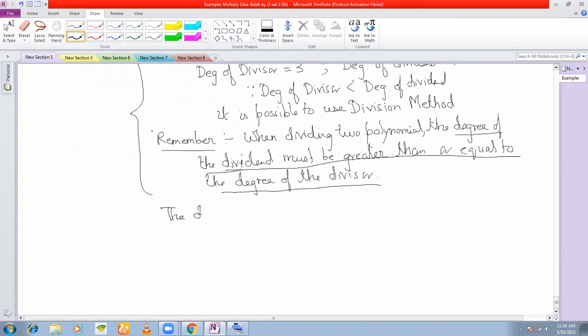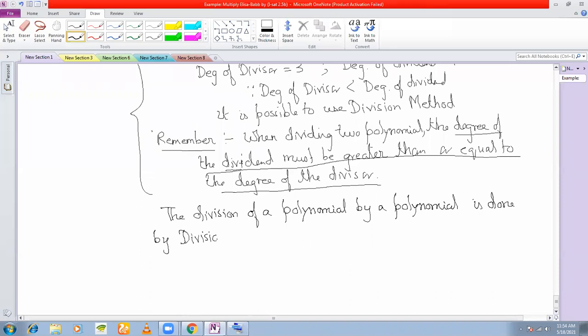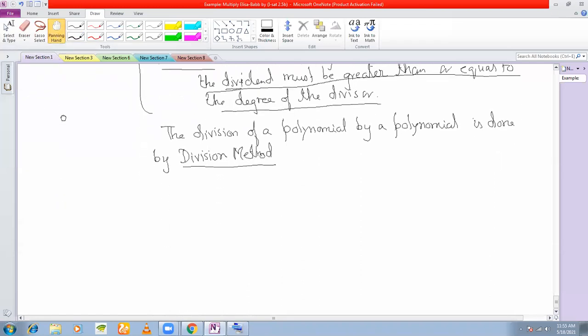The division of a polynomial by a polynomial is done by the division method. Just as you have a division method in your normal numbers to divide, like 63 divided by 4, you carry out your division method there. So exactly here also you have a division method of dividing one polynomial by the other. Okay. Now let us take this division.